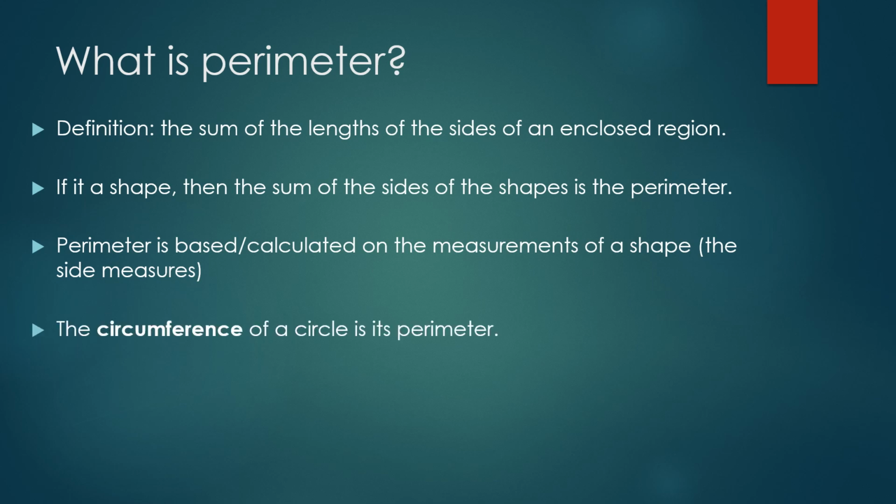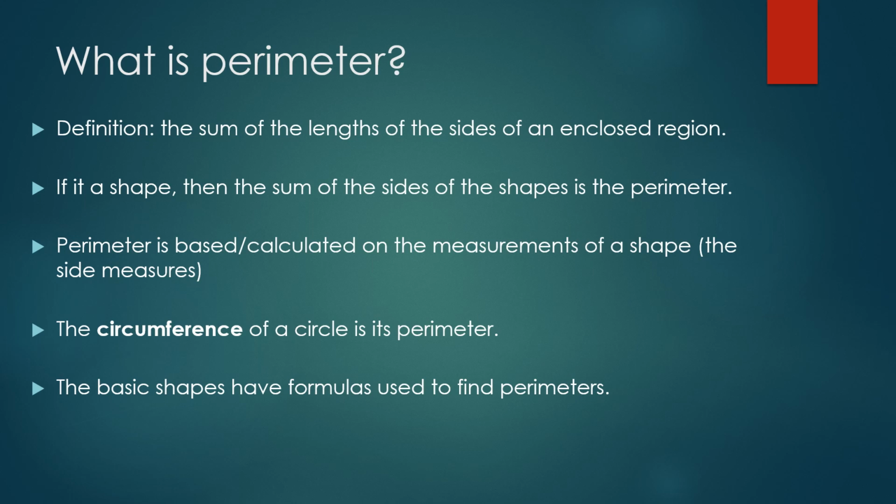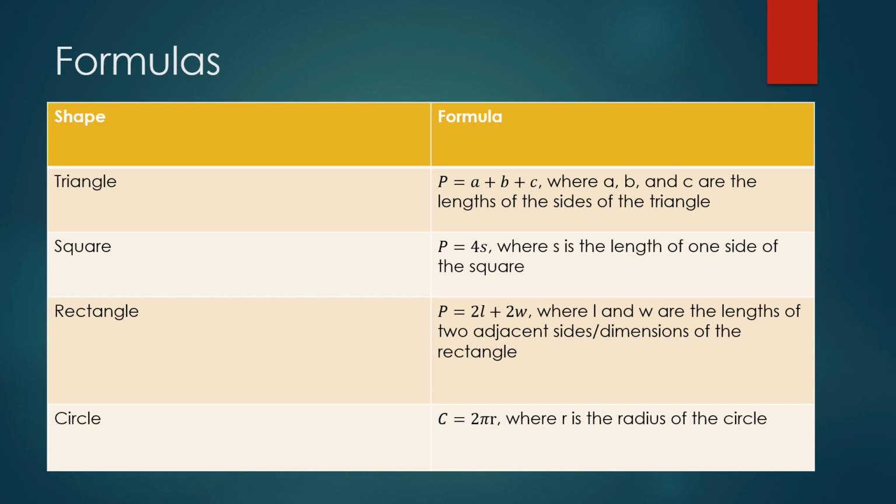Now, the only shape that doesn't quite fit that definition would be a circle. A circle doesn't technically have sides, so we call that the circumference. However, we can still find the circumference, which is the circle's perimeter, by using the radius. The basic shapes have formulas used to find perimeters. We're going to focus on 4 formulas, but really you only need 1 for perimeter because the definition is so straightforward. But here are the 4 that I'm going to highlight: triangle, square, rectangle, and circle.